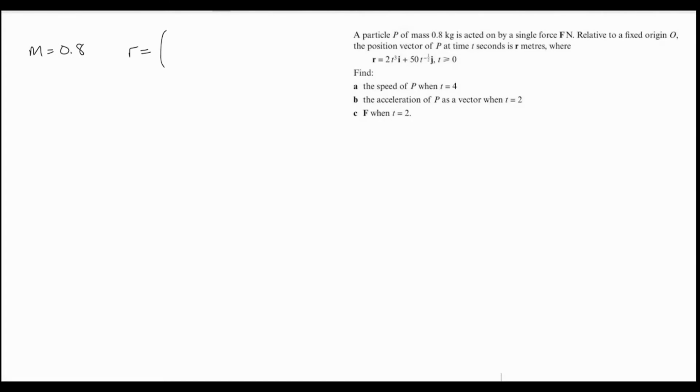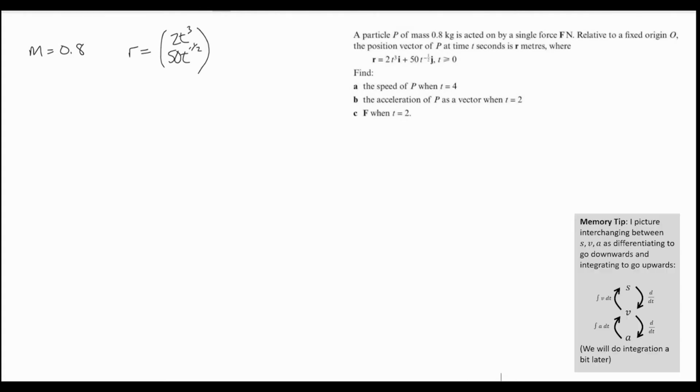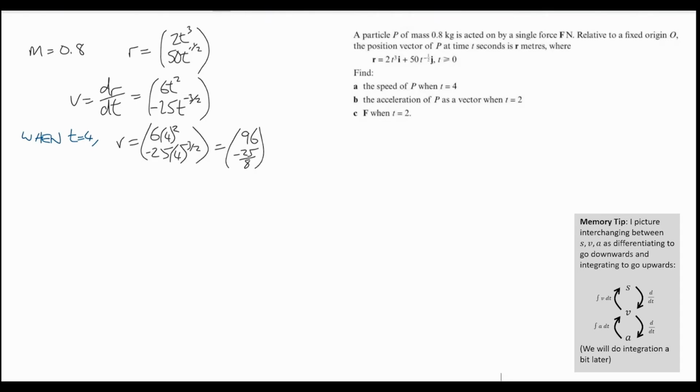Speed is related to velocity. I can find the velocity function if I differentiate this position vector. So v is going to equal dr/dt, and I simply need to differentiate the horizontal component and differentiate the vertical component. So I've differentiated those separately, but still written them as a column vector. So this is the vector for velocity. Let's find the velocity when t equals 4. I'm just going to substitute 4 in place of t. And here we have the velocity vector.